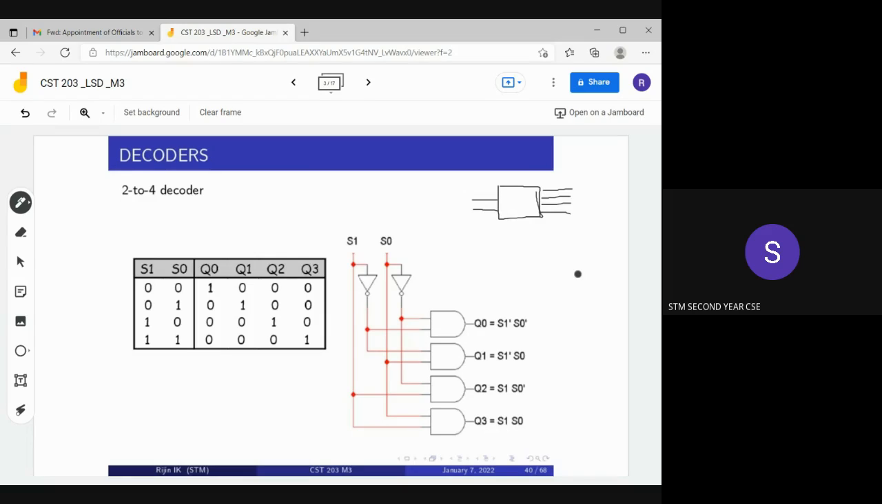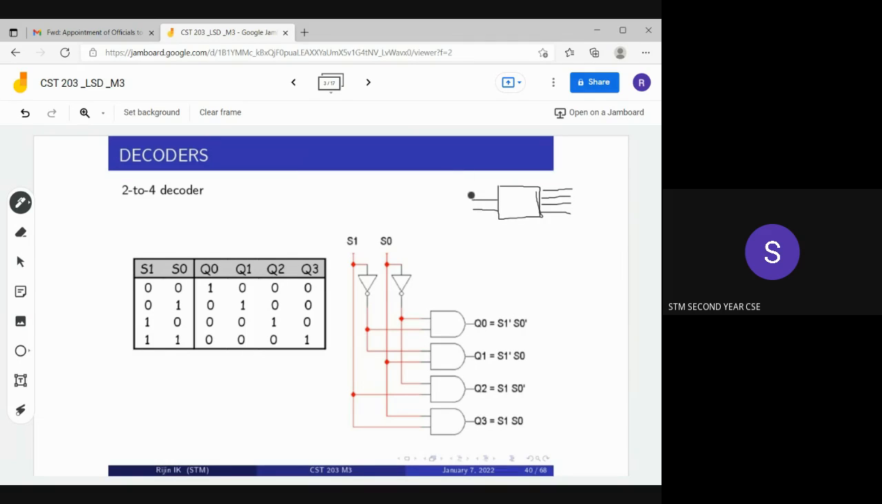Four output lines will be there. In the case of this decoder there are 2 input lines and 4 output lines. Whatever values come from these 2 input lines, it will select any of these 4 output lines. Any one of the 4 output lines will be active at a time.